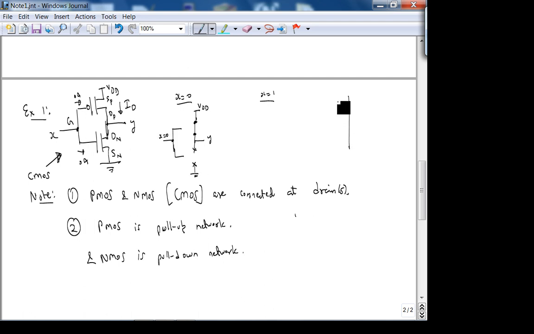So what's the truth table? What does it look like? So what's Y? When X equals 0, what's Y? 1, right? So Y gets pulled up to 1. There is no current flowing here because the NMOS is off, right? This wasn't the problem. The problem was X equals 1. So when X equals 1, what happens to the PMOS? Off, right? So PMOS turns off.